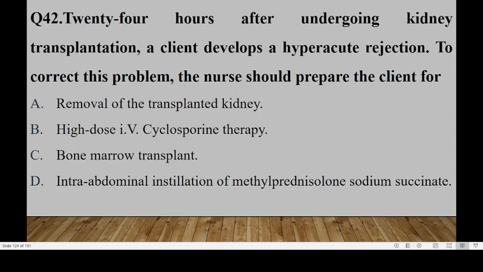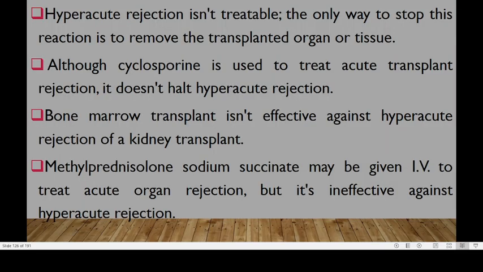24 hours after undergoing kidney transplantation, a client develops hyperacute rejection. To correct this problem, the nurse should prepare the client for removal of the transplanted kidney. Remember, hyperacute rejection isn't treatable. The only way to stop this reaction is to remove the transplanted organ or the tissue.